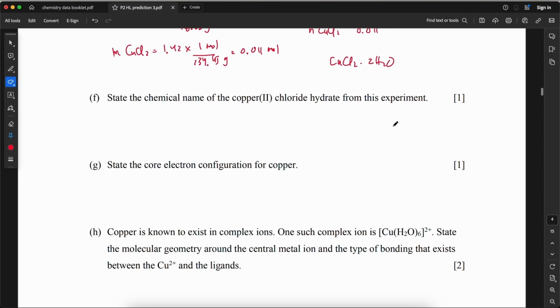State the chemical name of the copper 2 chloride hydrate from this experiment. The name is copper chloride dihydrate, because it's 2. So 2, it's di.